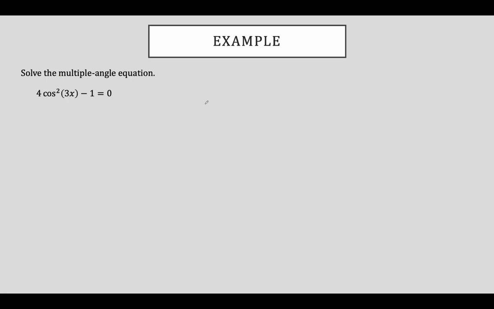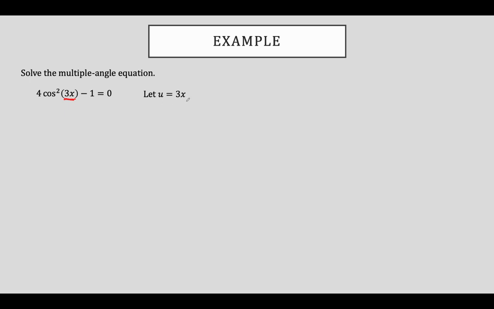Solve the multiple angle equation. Again, notice instead of just an x inside of our trig function, we have 3 times x. We have multiplication of an angle, a multiple angle equation. We begin by completing our U substitution. We are going to say, let U equal, in this case, 3x.